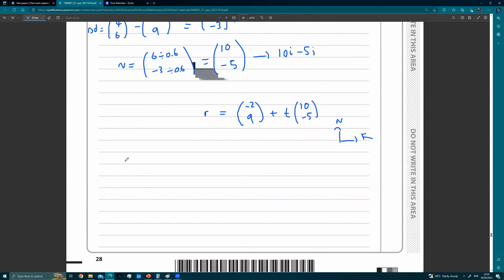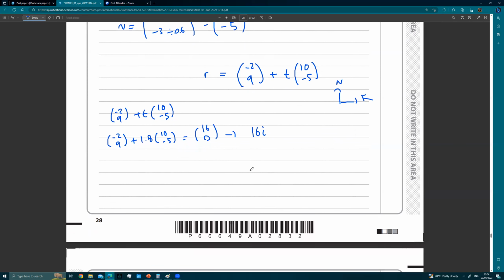So we're going to use the position vector, which is -29 plus T brackets 10 minus 5. We're going to plug in T is equal to 1.8. So -29 plus 1.8 hours brackets 10 minus 5. This gives me -2 plus 18, which is 16i, and then 9 plus 1.8 times -5. This is 9 minus 9, which is 0. So this is just 16i. So this is the position of the ship 1.8 hours later.